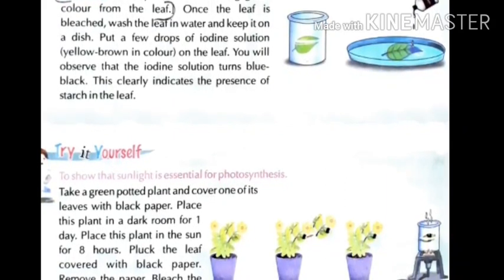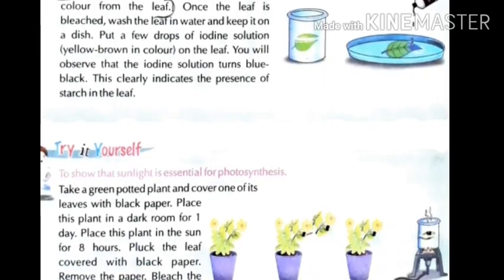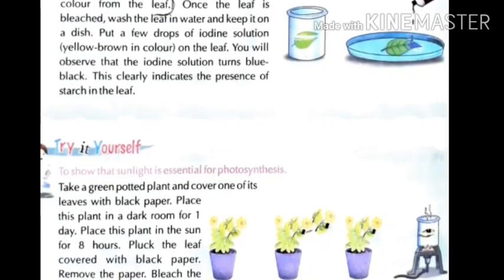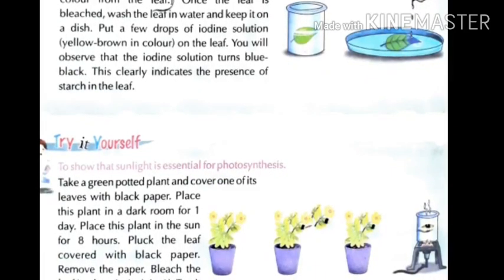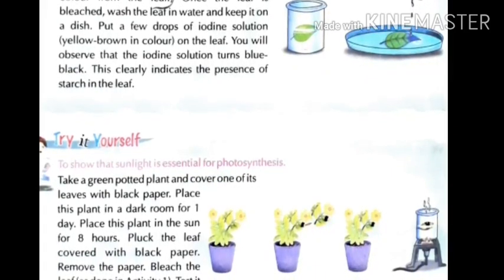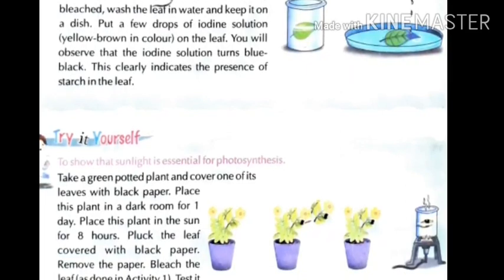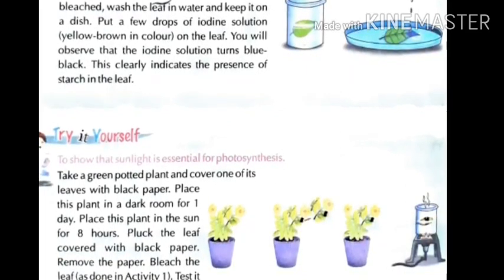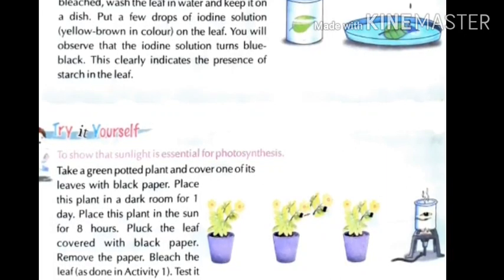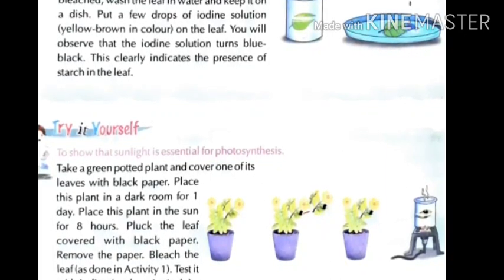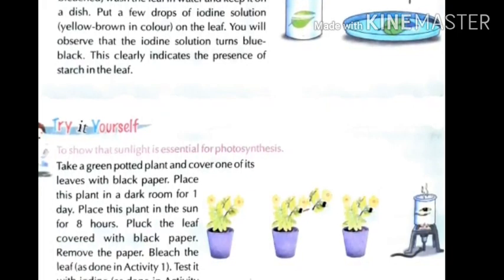Now see the next activity. To show that sunlight is essential for photosynthesis. Now this activity shows that for photosynthesis sunlight is essential. Take a green potted plant and cover one of its leaves with black paper. This activity you can do.